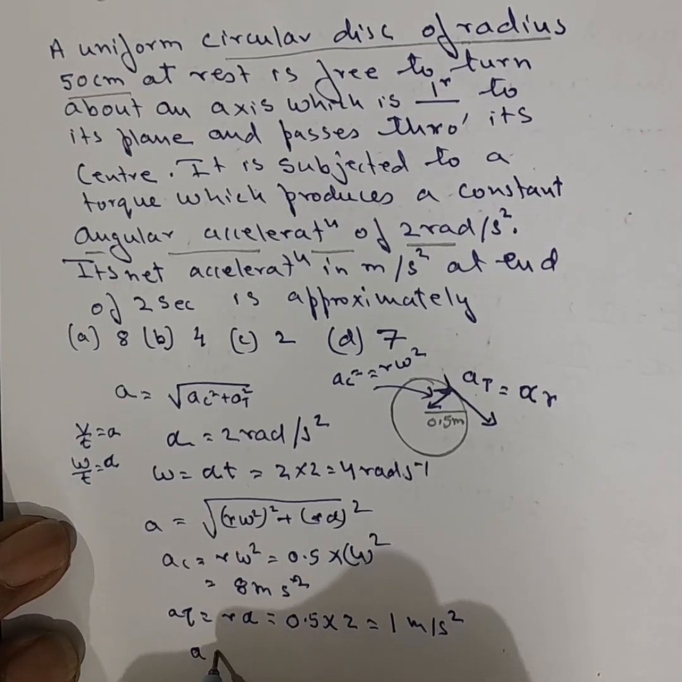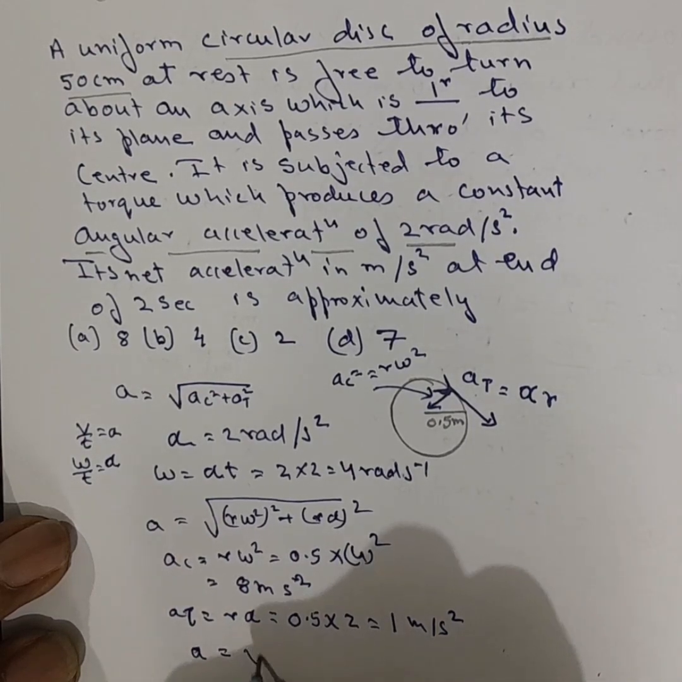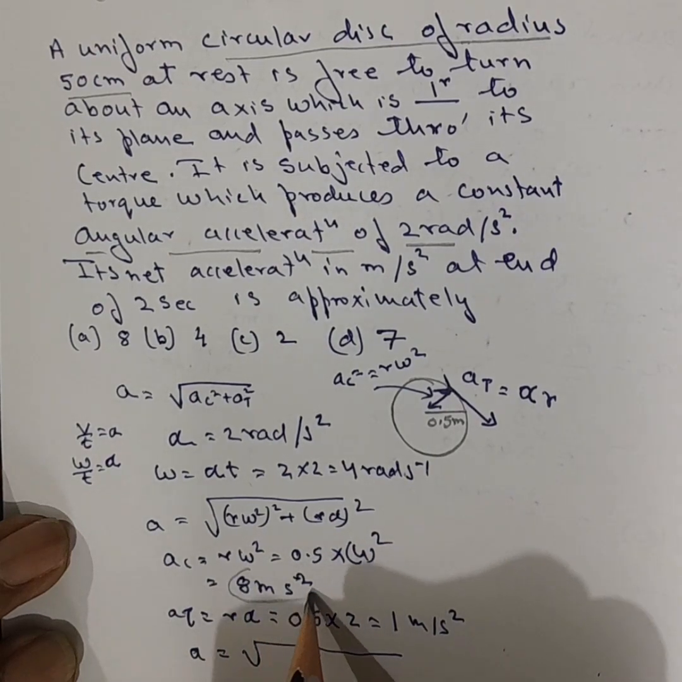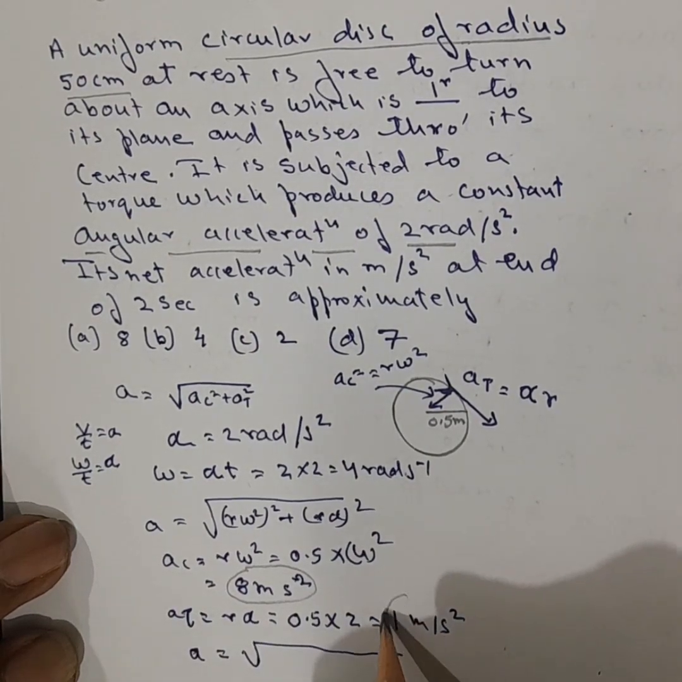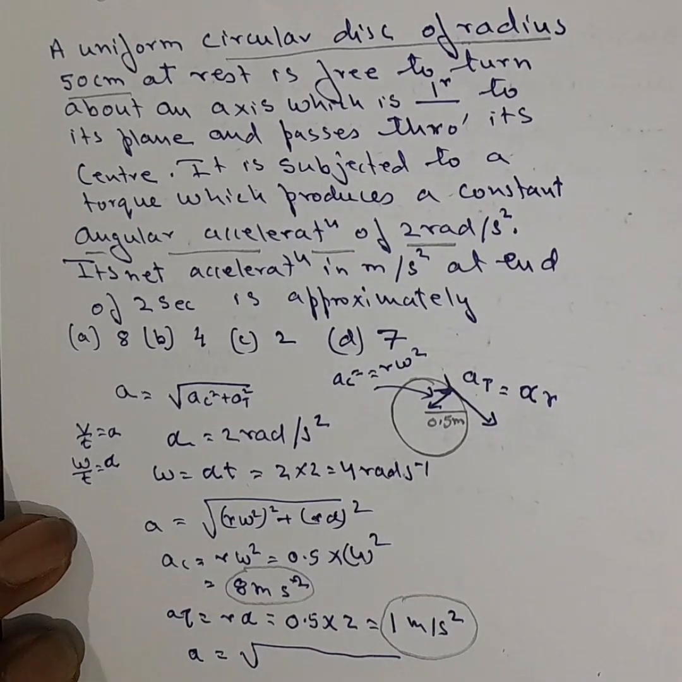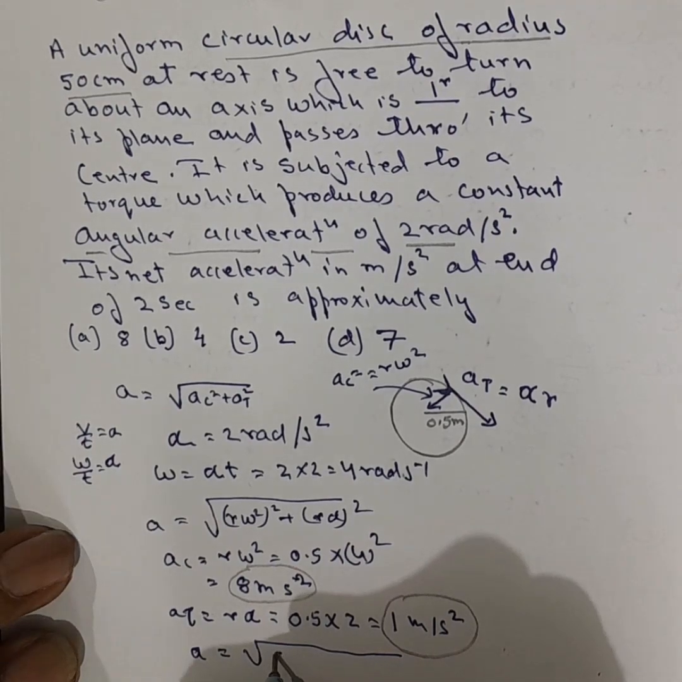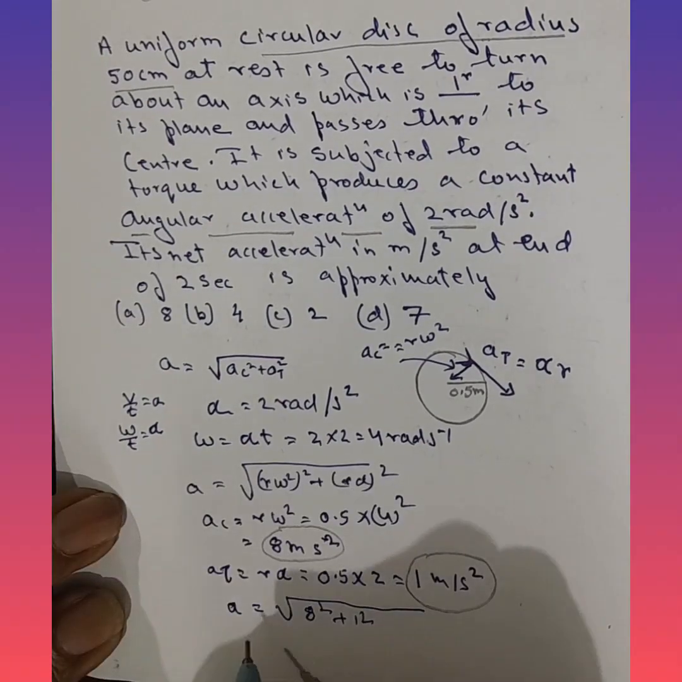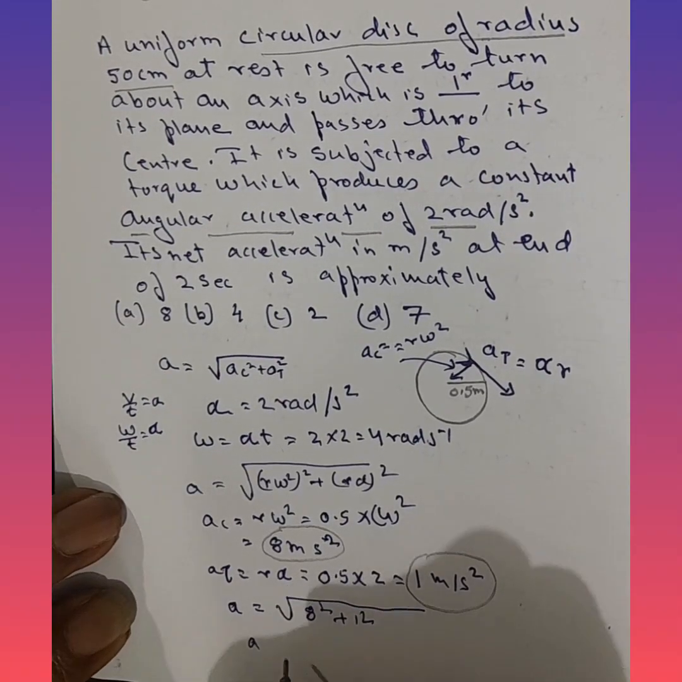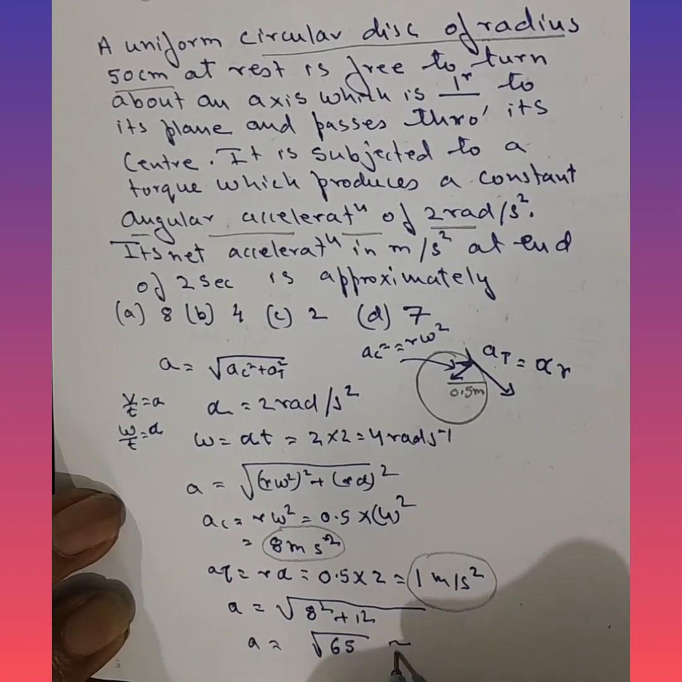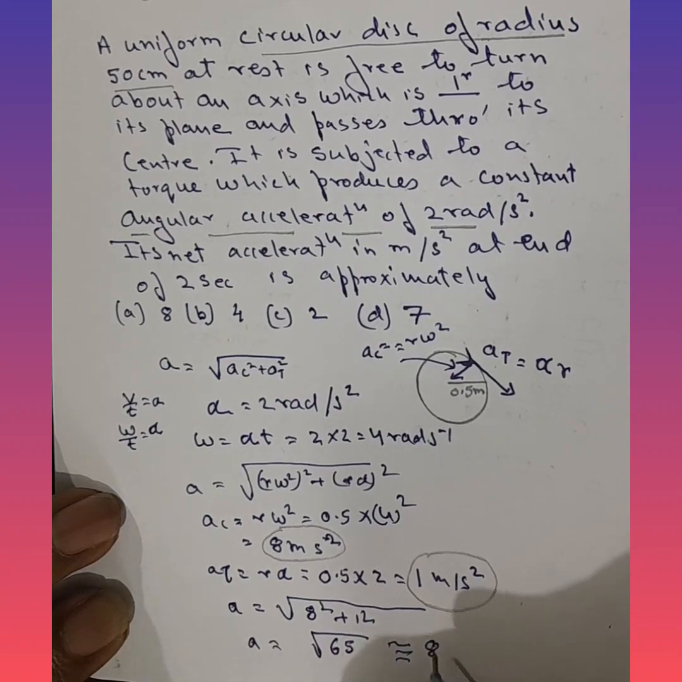In order to get A, what do we do? We take the square of this and the square of this. So that would come to r omega square is 8 square plus 1 square, that comes to 8 is a 64, root of 65. That approximately would be equal to 8 meter per second square.